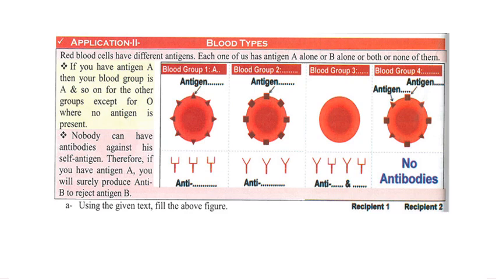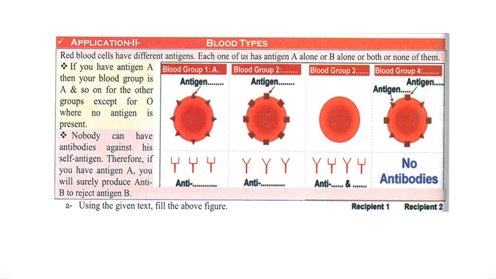Let's solve application 2. Red blood cells have different antigens. Each one of us has antigen A alone or antigen B alone or both or none of them. If you have antigen A, then your blood group is A, and so for the other groups except for O, where no antigen is present. Nobody can have antibodies against his self-antigen. Therefore, if you have antigen A, you will surely produce antibody B to reject antigen B. Okay, using the given text, fill the above figure.